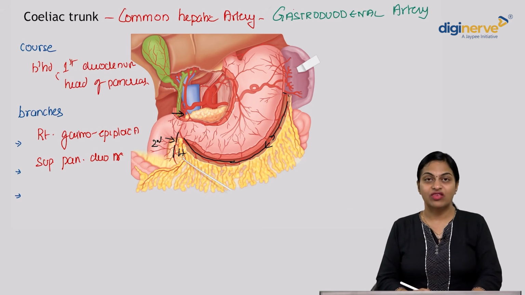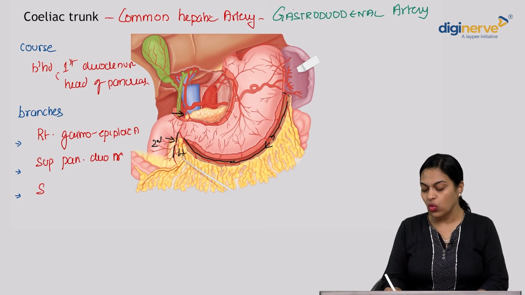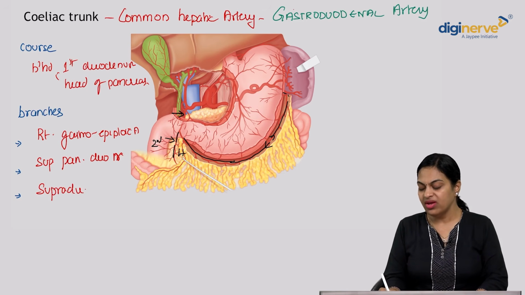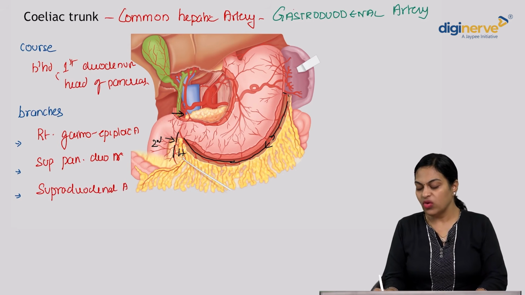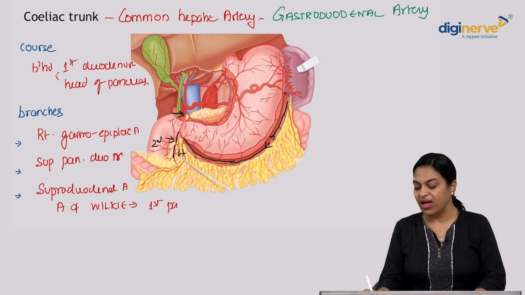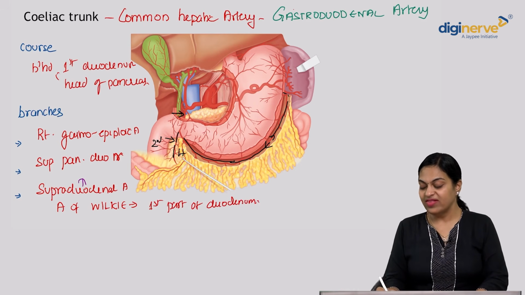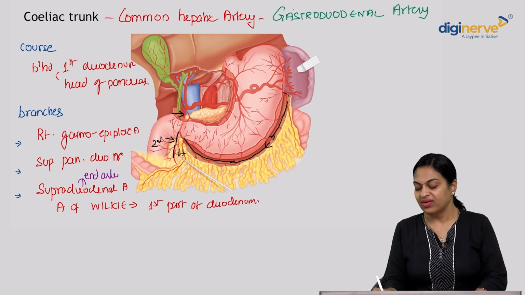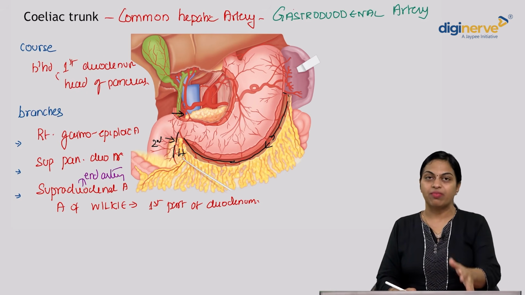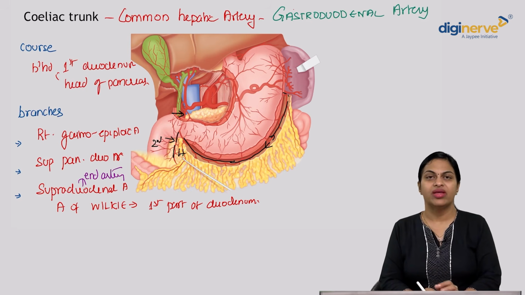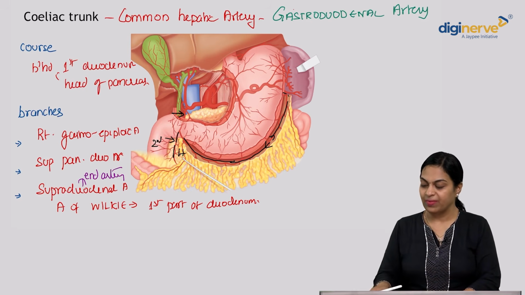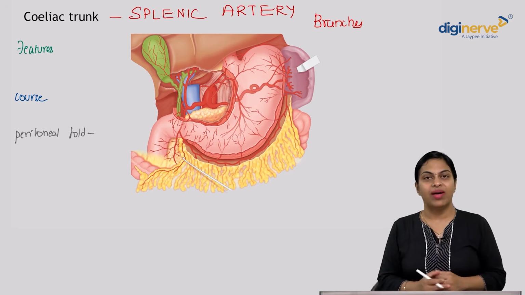Occasionally, this gastroduodenal artery will give rise to the supraduodenal artery, also called the artery of Wilkie, which supplies exclusively the first part of the duodenum. And please remember, this supraduodenal artery is an end artery. It terminates by supplying the first part of the duodenum without forming any anastomosis with the neighboring arteries. So that was all about the common hepatic artery.